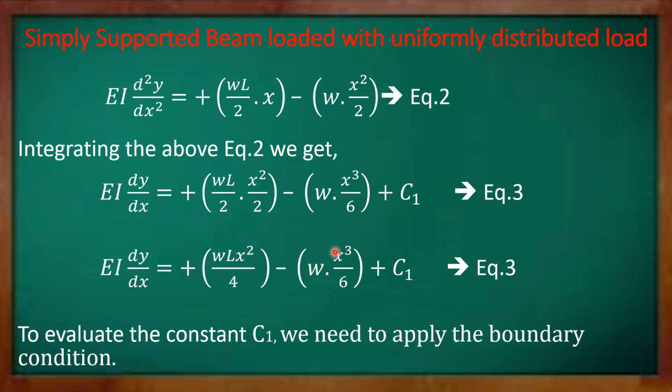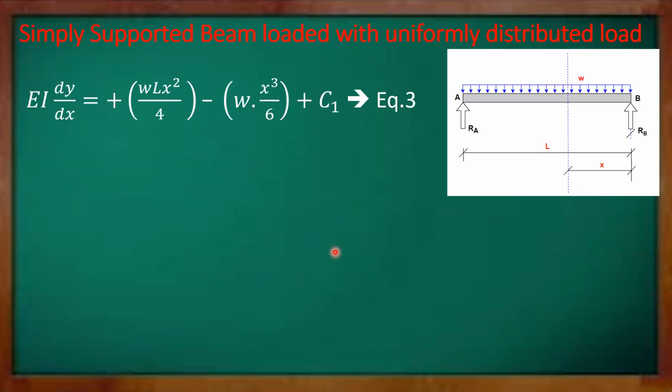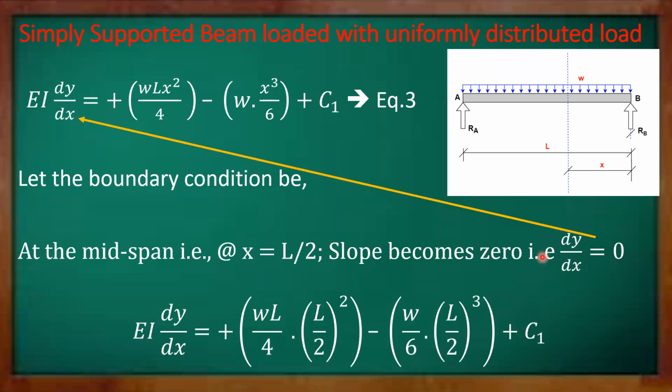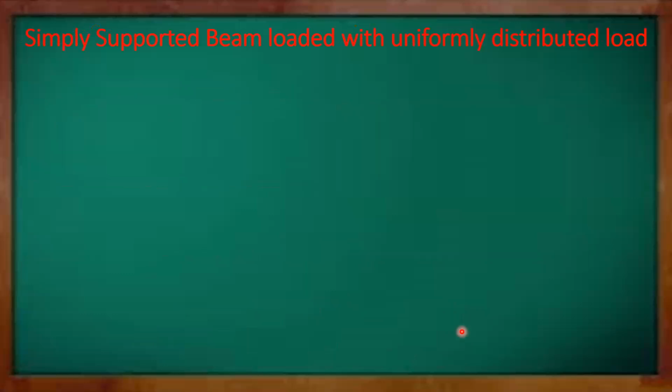To evaluate the constant C1, I am going to apply the boundary condition. At mid-span, we have the slope as 0. So when x equals L by 2, our slope dy by dx becomes 0. We substitute this for dy by dx here, and wherever x is there, we put L by 2. So we get WL by 4 into x square, that is L by 2 whole square, minus W by 6 into, instead of x, L by 2 whole cube, plus C1.